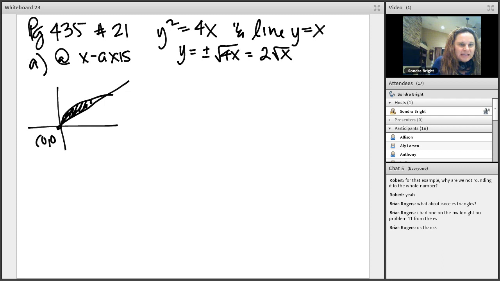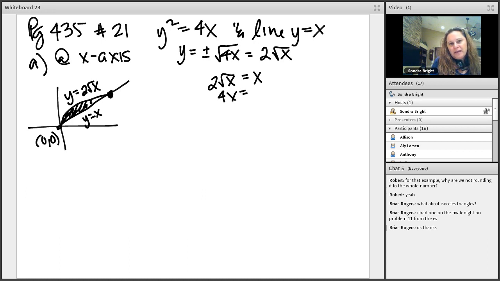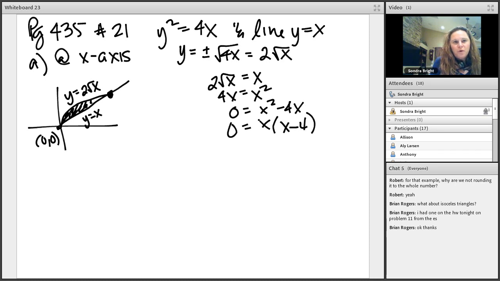What I know is this is at 0, 0. This is y equals 2 rad x. This is y equals x. And that point of intersection right there, you just set these equal to each other. 2 rad x equals x. If you square both sides, you get 4x equals x squared. You also have your graphing calculator. So at 4 and at 0. Does that work? Yes, it does. So 4, 4 is that point right there.